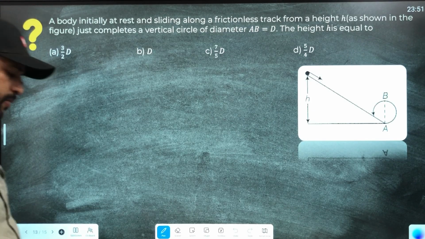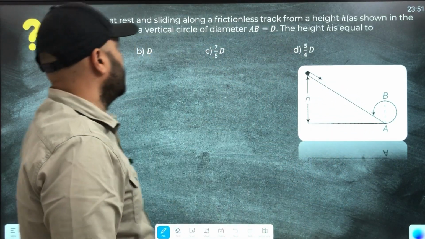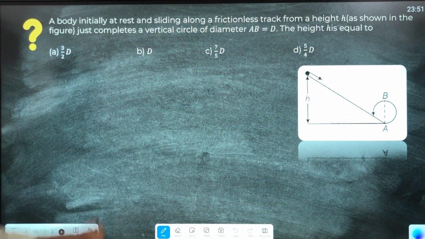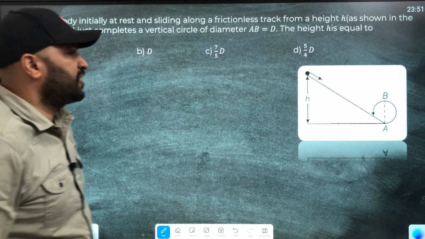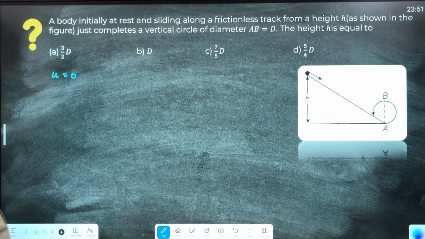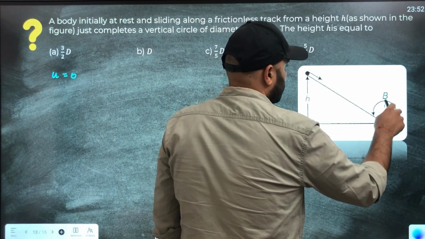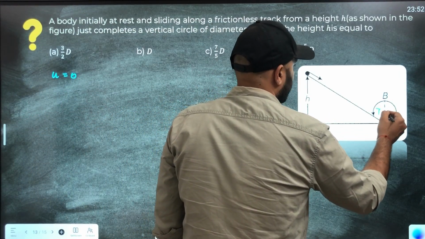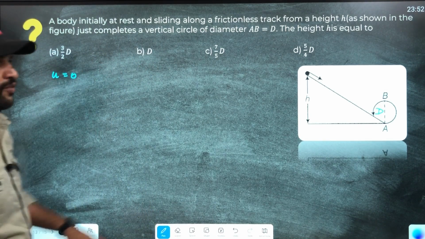Great, again a second problem from vertical circular motion, mixed with the inclined one. A body initially at rest, so u equals 0, sliding along a frictionless track of height h, as shown in the figure, just completes a vertical circle of diameter AB. This diameter AB is capital D here. The height h is equal to how much? So you have to find this height.